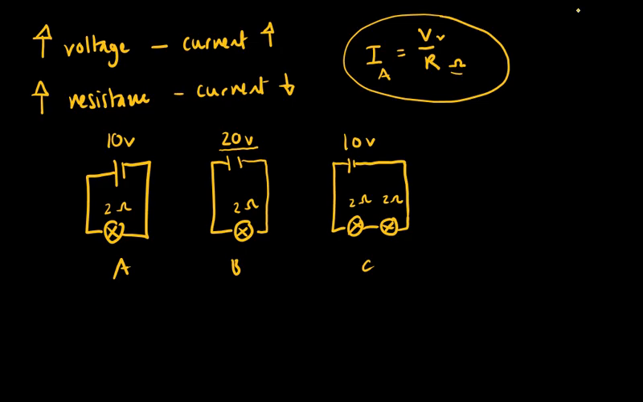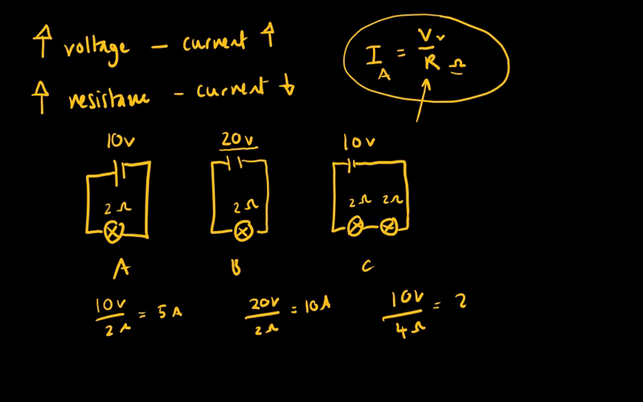Okay, so hopefully you've done that, and this one would be 10 volts divided by 2 ohms, because current is voltage divided by resistance, which would give me a current of 5 amps. This would be 20 volts divided by 2 ohms, which would give me a current of 10 amps. And this one would be 10 volts divided by 4 ohms, which would give me a current of 2.5 amps. And so that seems to be consistent with what we've been saying about if we increase voltage, current will increase, but if we increase resistance, current will decrease.